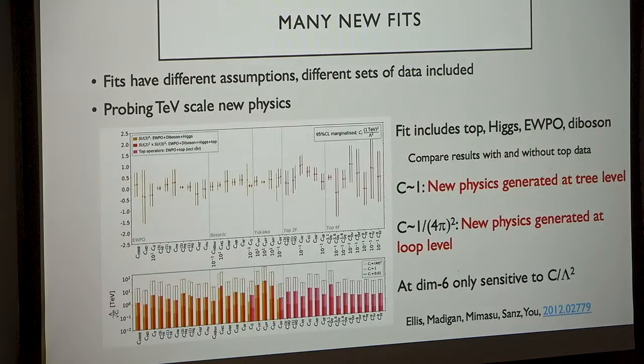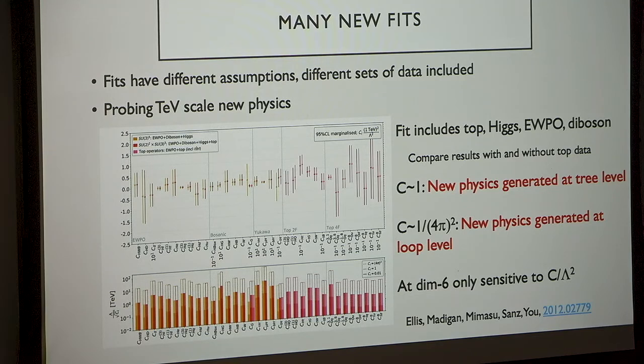Okay. So here's another fit from a different group, okay? And you're supposed to learn different things from this group. And so what this group did is they included top, Higgs, and EWPO, that's electroweak precision observables, which is essentially the LEP data plus the W mass. So that's a standard abbreviation, and the diboson data. So it's pretty much all the data that contributes to these operators, and different operators contribute to different things here.